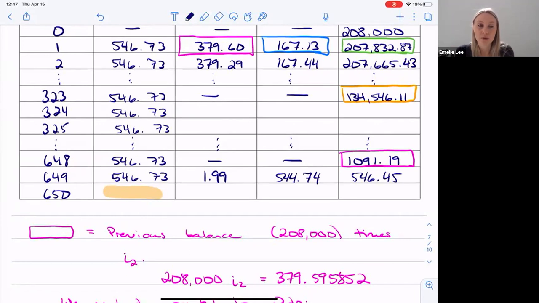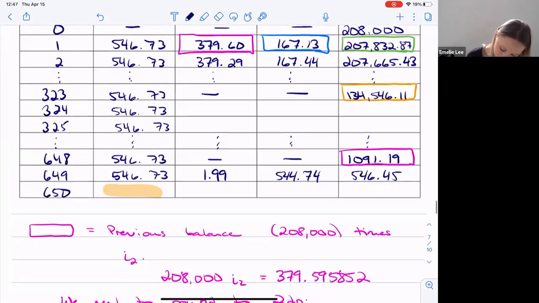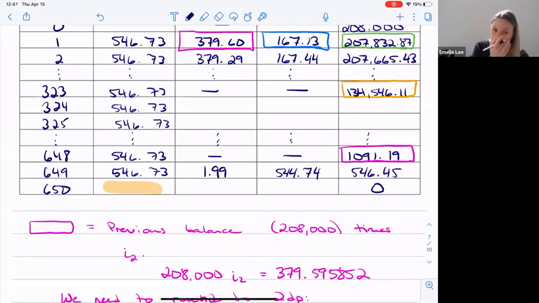Here's where it gets really important, right? We have to force this balance to be zero because that's the end of the road. We can't make any more payments, okay? So this has to be zero, which means that this amount has to be paid off in principal, right? 546.45. That's really similar to the payment amounts, right? That's not unheard of. It'll be similar. That's how these things are working out.